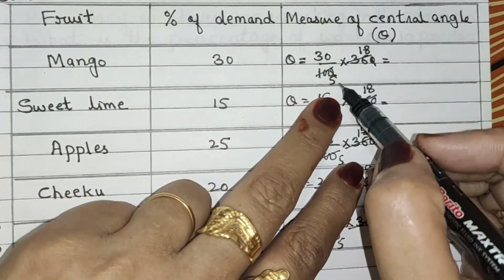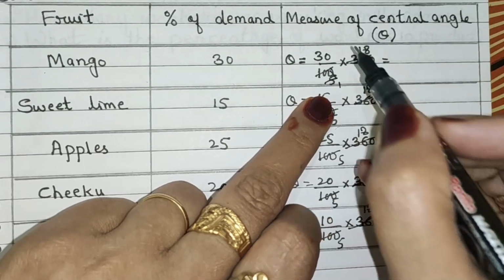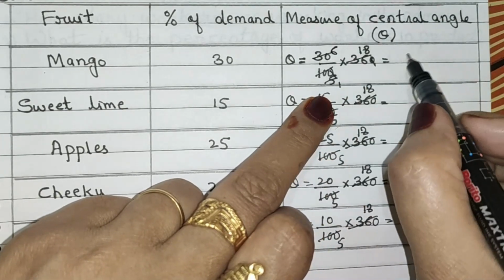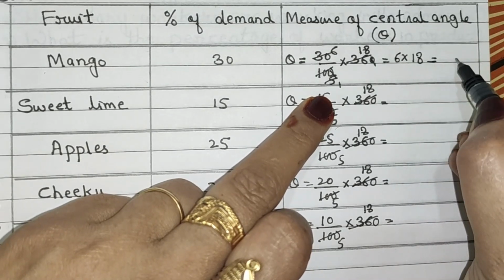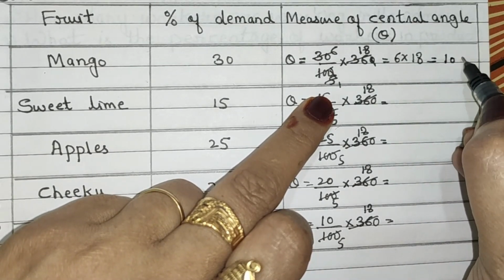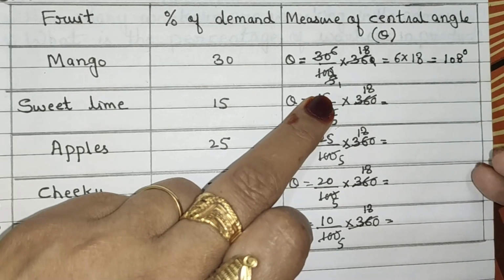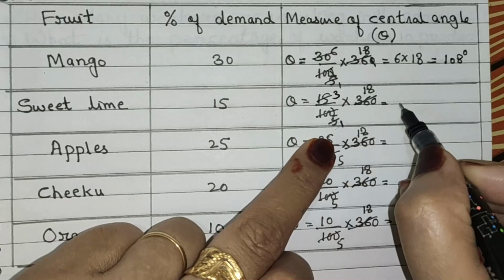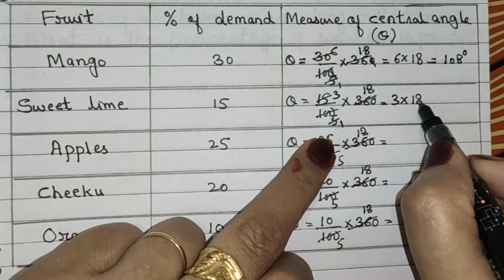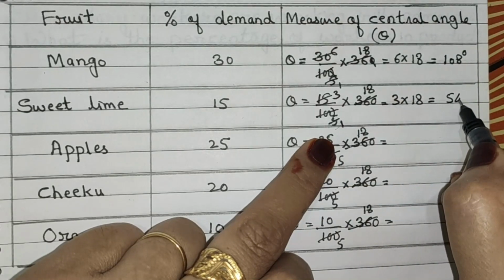Now solve the first equation. Here we get 5. 5 1s are 5, 6 18s are 108. Now next one, cancel it. 5 1s are 5, 3s are. Now 3 into 18. 18 3s are 54.